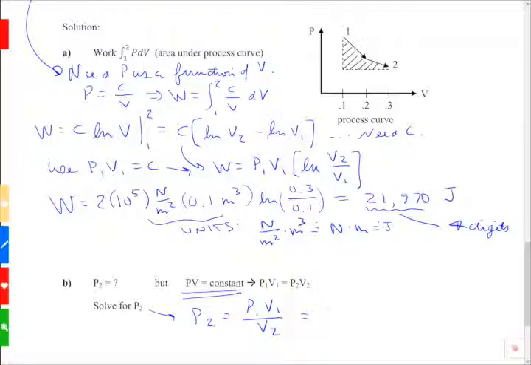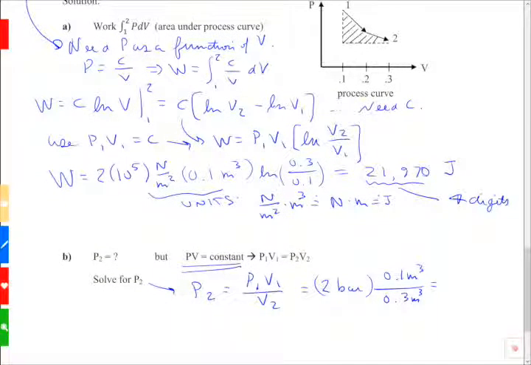Putting some numbers in. P1 I'm going to write as 2 bar. V1 is 0.1 meters cubed. V2 is 0.3 meters cubed. And when I crunch that, I get 0.6666. I could keep going. I'm going to stop there. I guess we could put a line over it because it does continue. Again, I'm going to choose 4 digits.